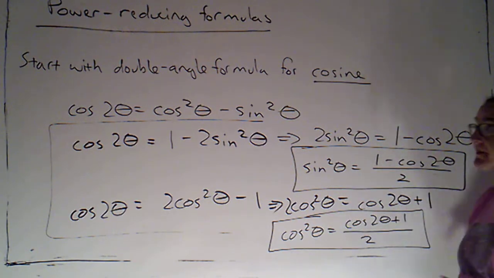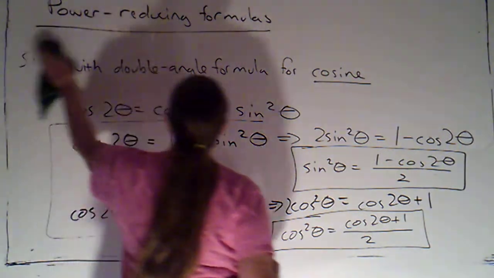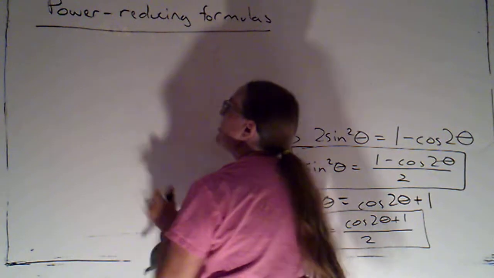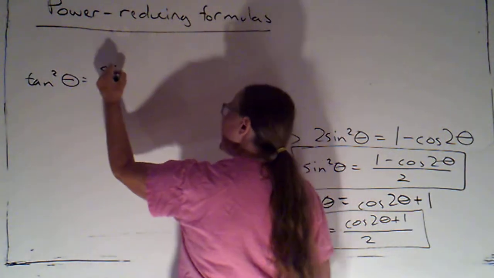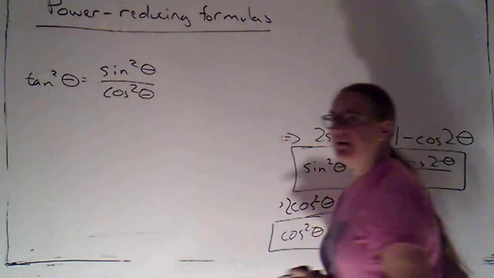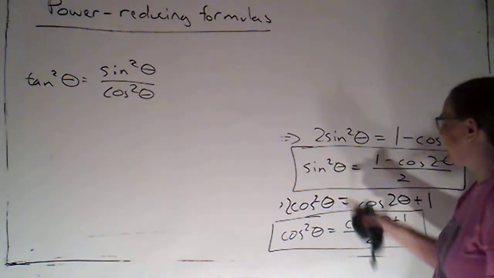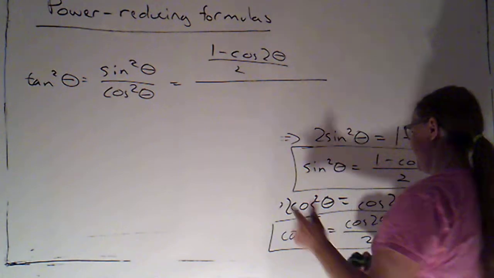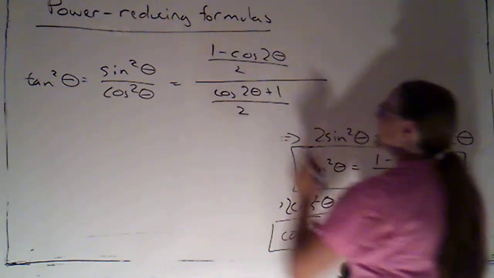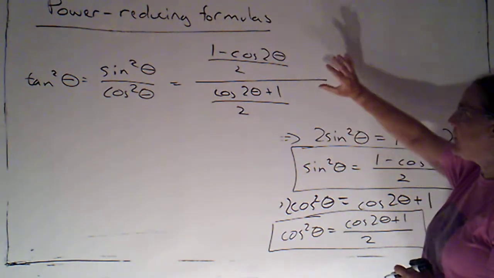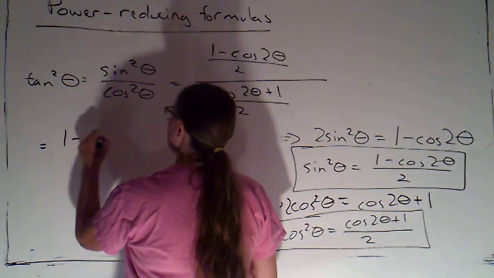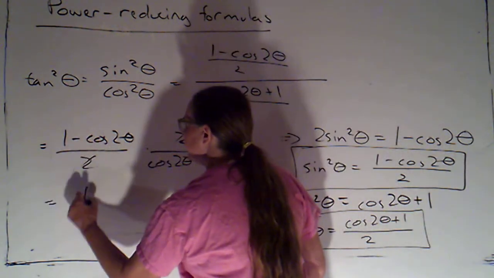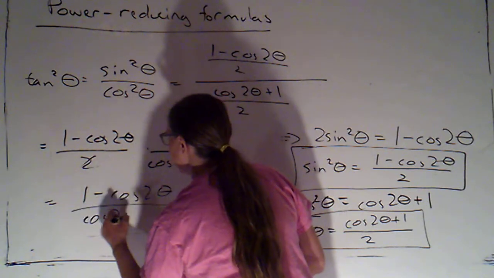These are the power reducing formulas for sine and for cosine, but I can now get one for tangent as well. Because tangent squared of theta would be sine squared of theta over cosine squared of theta. But I've got power reducing formulas for both sine and cosine. Sine squared is 1 minus cosine 2 theta over 2. Cosine squared is cosine 2 theta plus 1 over 2. I've got this fraction divided by this fraction, so I would just flip and multiply. I get 1 minus cosine 2 theta over 2 times 2 over cosine 2 theta plus 1. Those 2's cancel, and I get 1 minus cosine 2 theta over cosine 2 theta plus 1.